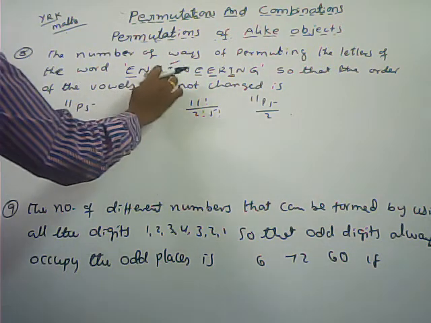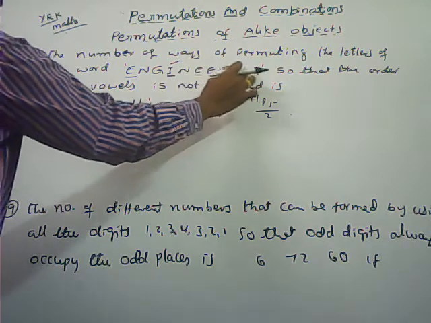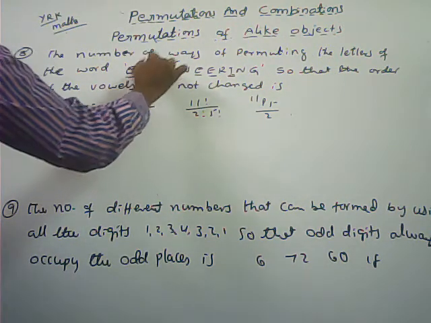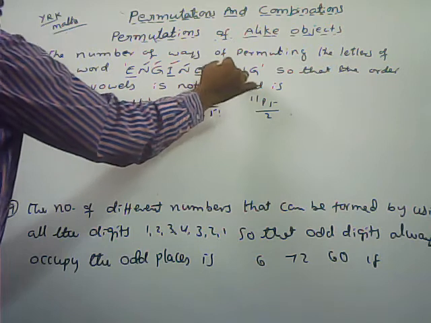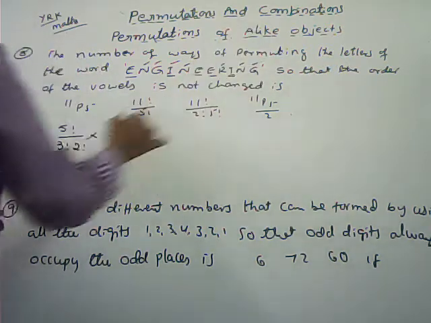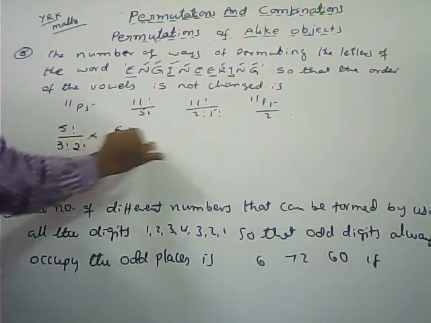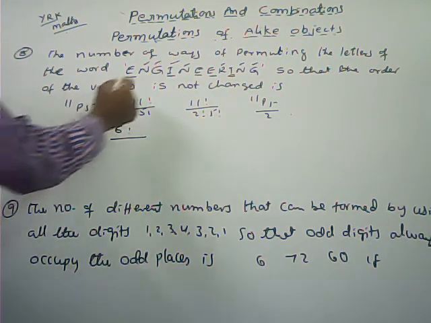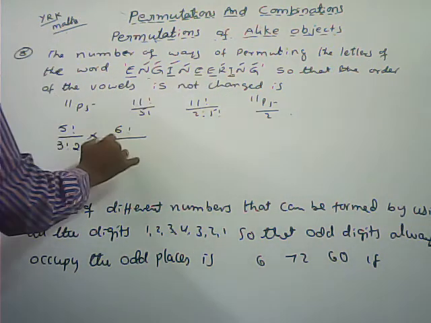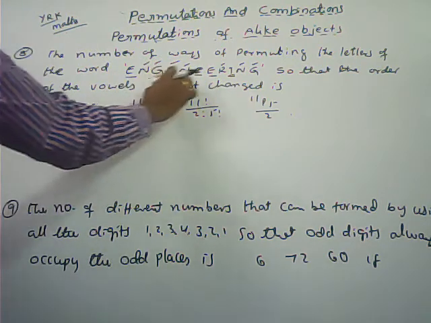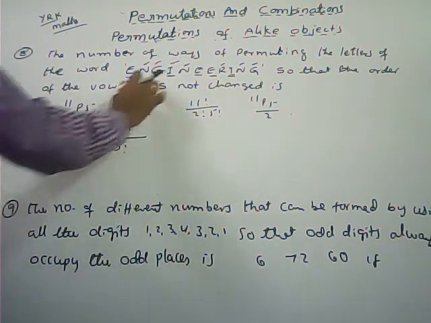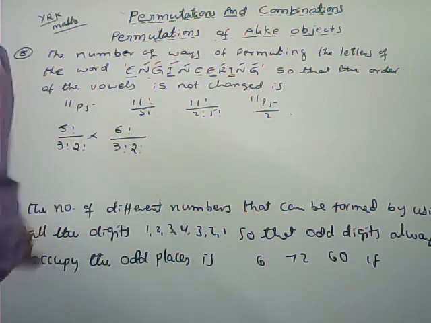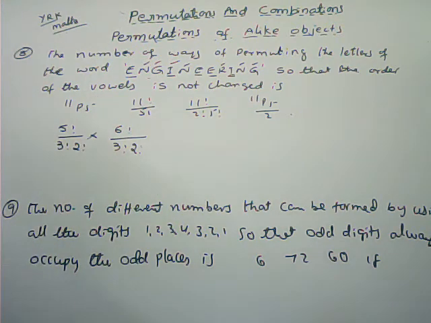1, 2, 3, 4, 5, 6, 7, 8, 9, 10, 11 are there. So 1, 2, 3, 4, 5, 6 consonants are there. 6 can be arranged among themselves in 6 factorial. Out of 6, N's 3 are there, 3 factorial, and G's 2 are there, 2 factorial. That's enough. That is the answer.